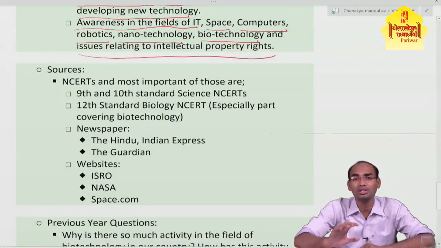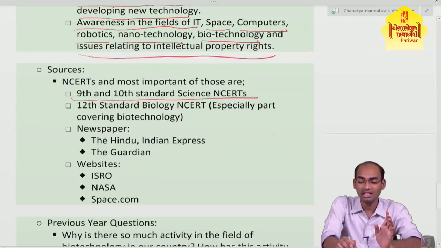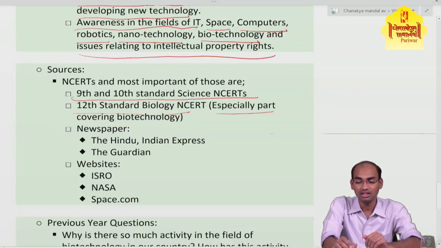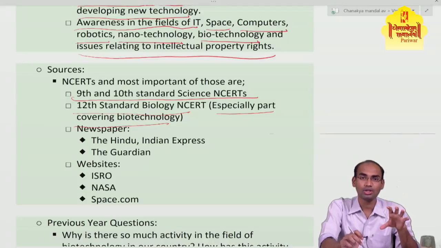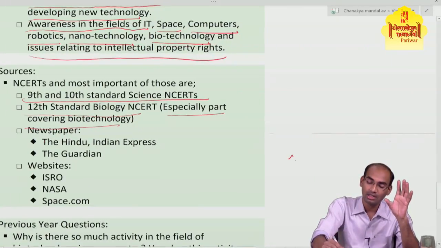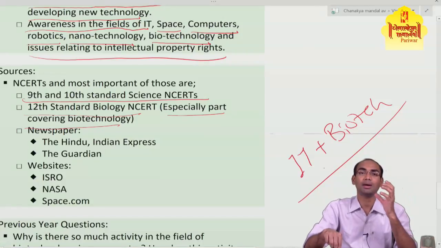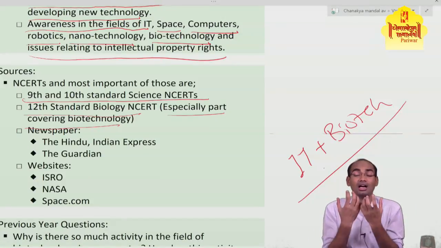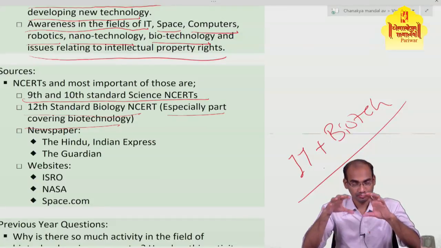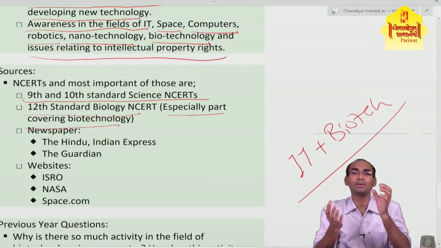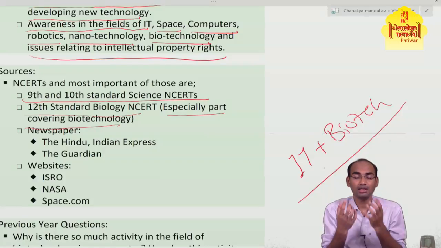Now the sources which you can use to study this subject. Again very basic NCERTs, especially 9th and 10th standard NCERTs and the 12th standard biology NCERT, especially the part covering biotechnology. Biotechnology is a very important topic, as we are living in a world where information technology and biotechnology are fusing together. Now new avenues for research are open. There is a lot of research going on to incorporate information technology into biotechnology or biotechnology into information technology.